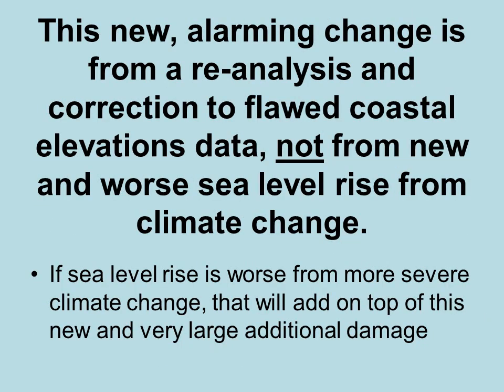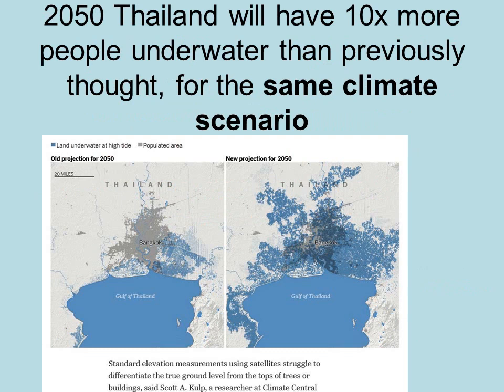So this is not from flawed data on rising sea level. This is actually from flawed data on how high the coastlands are in areas of the world where we didn't have great maps. This isn't such a problem in North America, but it is a problem in Asia. This is where the data was not nearly so good. So here's the old projections for 2050, and there was sea level rise.